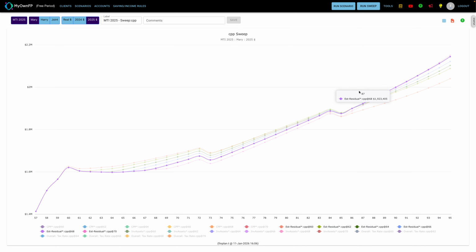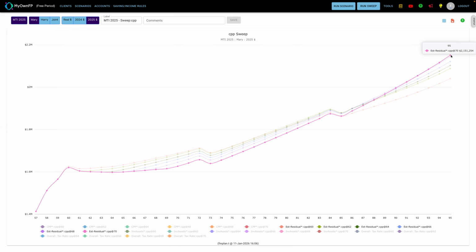And then it goes from 62 to 68. So all the ones in the middle are not really that good. They all kind of converge at age 86. And really, CPP at 70 is converging at that same point as well. So at age 87, they're kind of all right on the same line for the most part. And then at 92, just like investable assets, the estate residual.